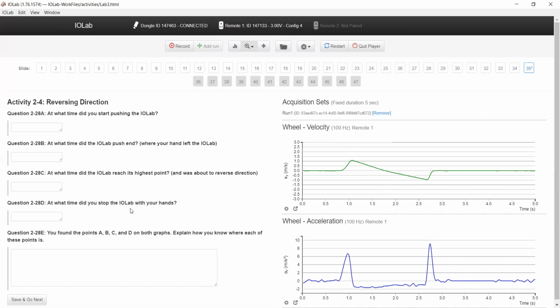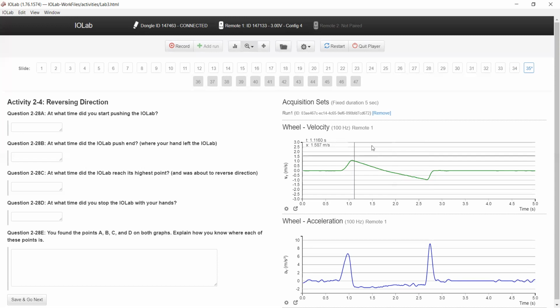At what time did you stop the IOLab with your hands? It was speeding up and then came back, so when you stop it with your hand at the bottom, kind of here, the velocity will go back to zero. So this is the kind of point. Go ahead and write your points as I have explained.